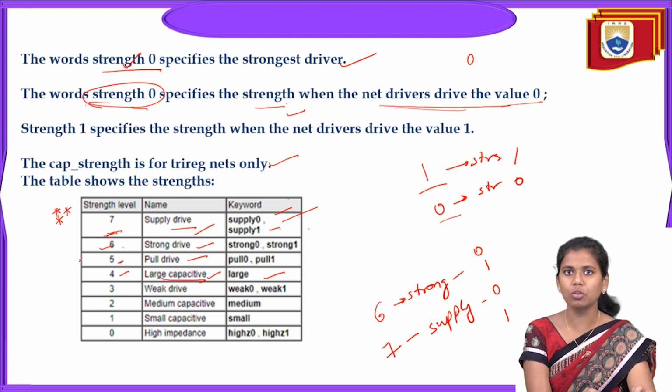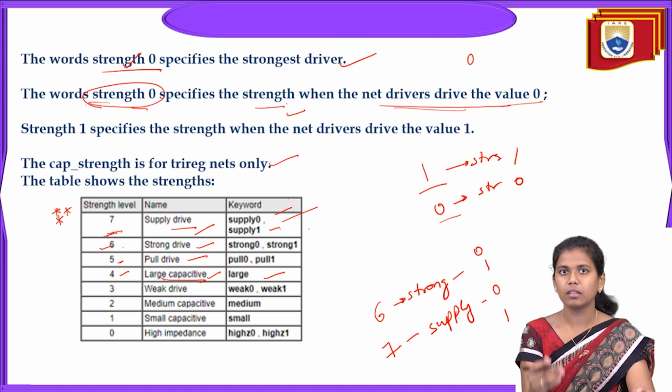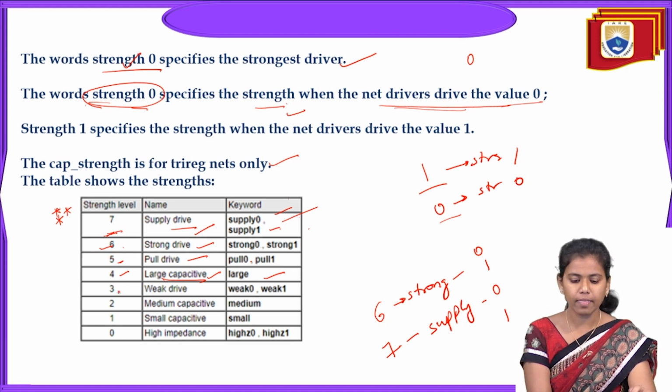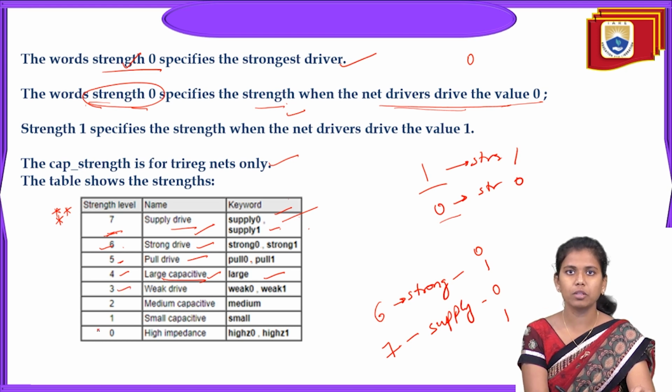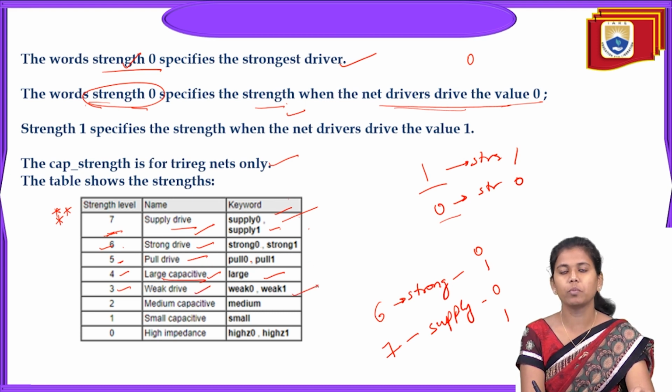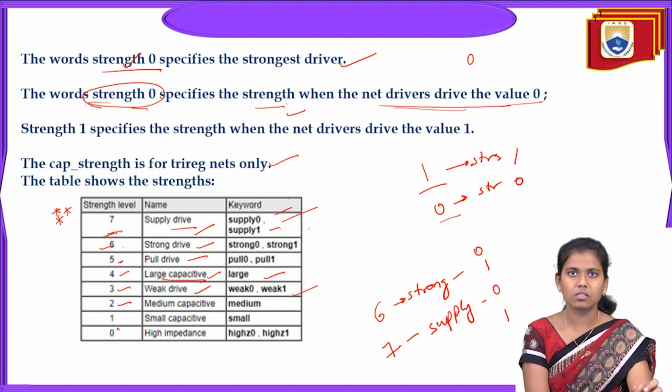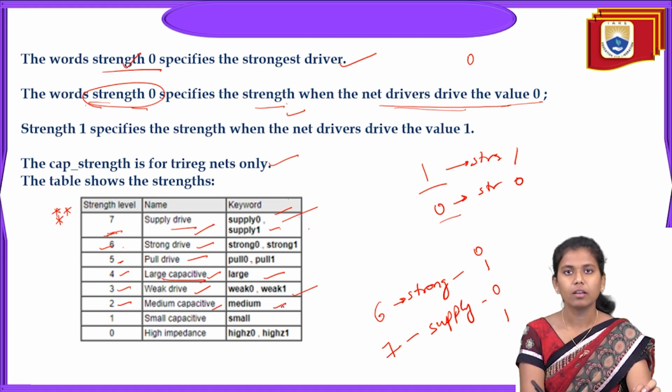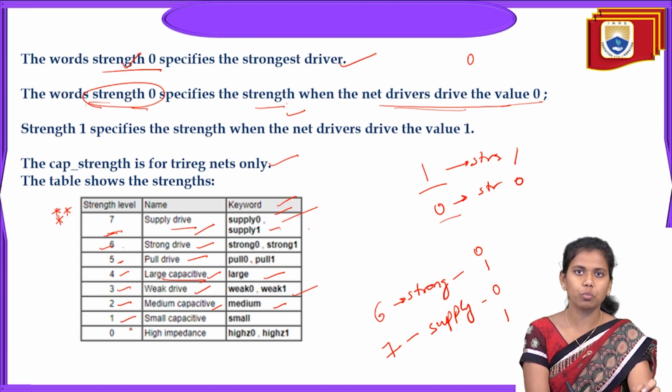Based on the strength value, we are using the keywords, right? And then coming to the 3. 3 is nothing but the weak drive. So for weak drive, we have to use the 2 keywords, that is weak 0 and weak 1. And then for 2, the strength signal is 2. If the strength level is 2, then it's a medium capacitive, and the keyword that we use is medium. And then it goes with the 1 and 0.